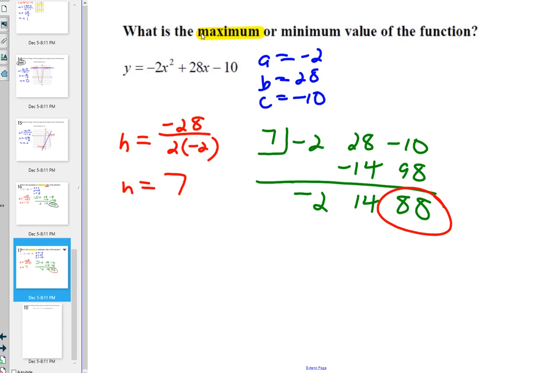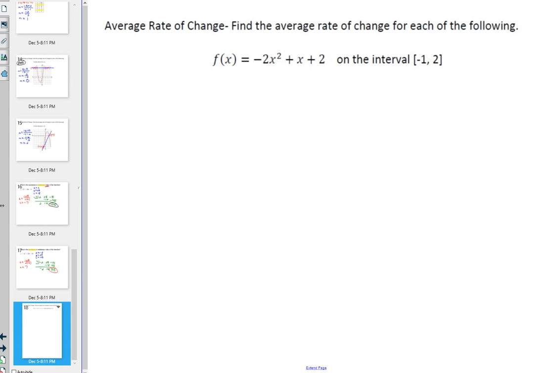And finally, the last one. We're back to average rate of change, but here the endpoints of the interval are not 0, so I'm gonna have to find both of these. I know my points are gonna be negative 1 comma something and 2 comma something, but I'm gonna have to substitute for both of them.